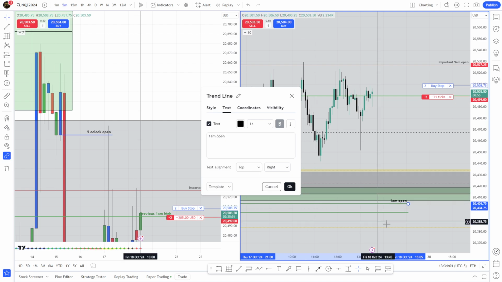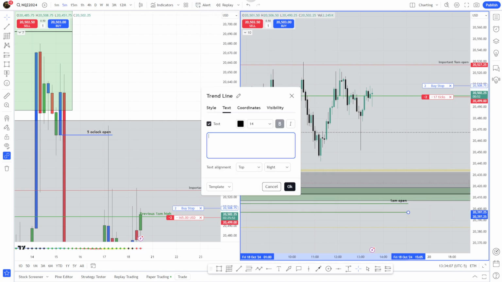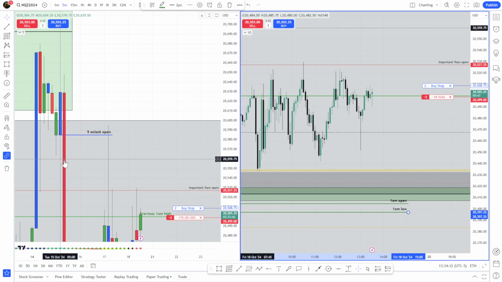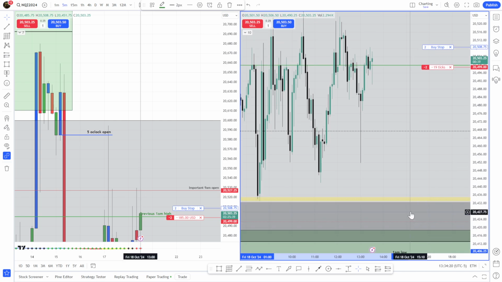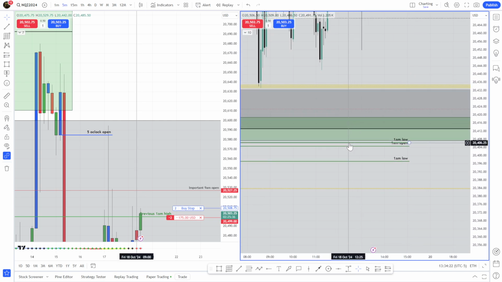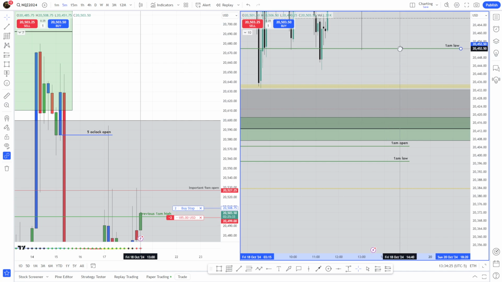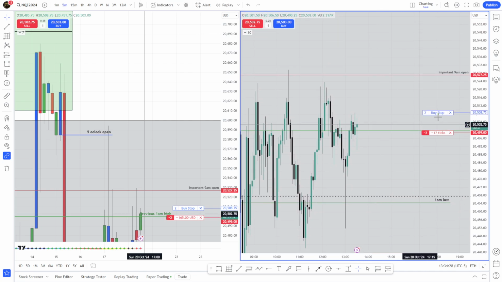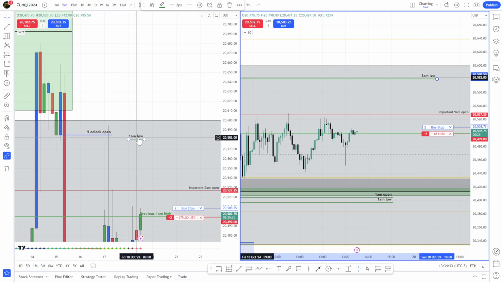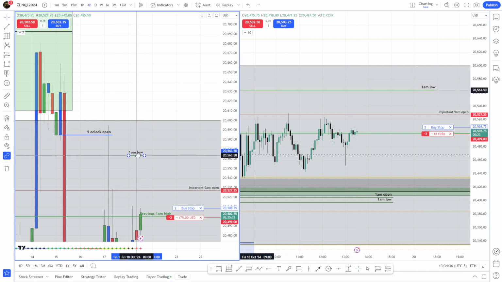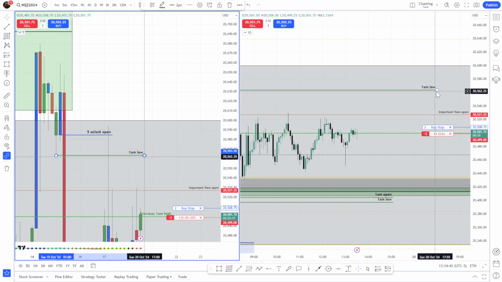One AM open. Boom. 1 AM low. Boom. Gonna clone that. Move that here. Okay, that's a 1 AM low.